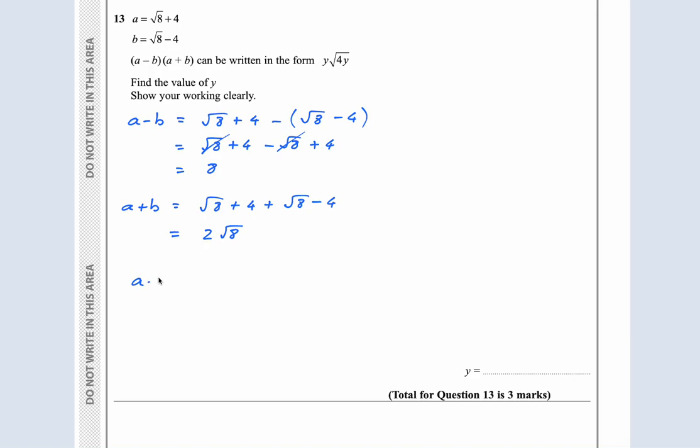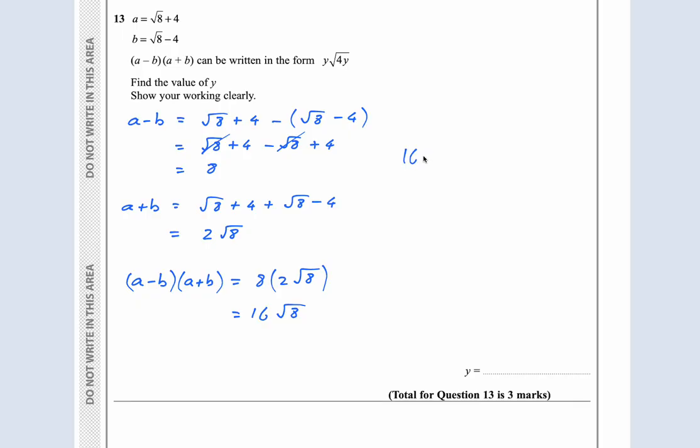So A minus B times A plus B is 8, because A minus B is 8, times 2 root 8. Okay, and this is equal to 16 root 8, because 8 times 2 is 16. Now he wants it in this form, guys, right? So this is slightly tricky. Let's go over here where I have a bit more space.